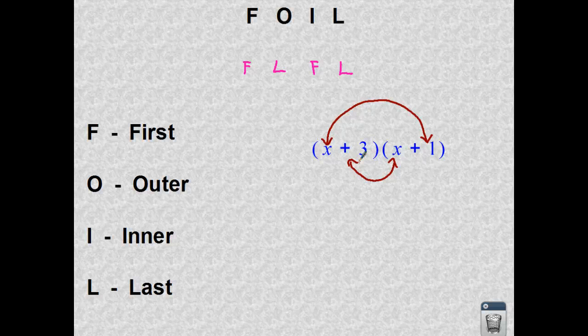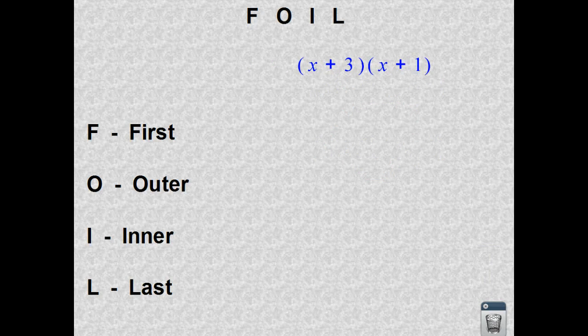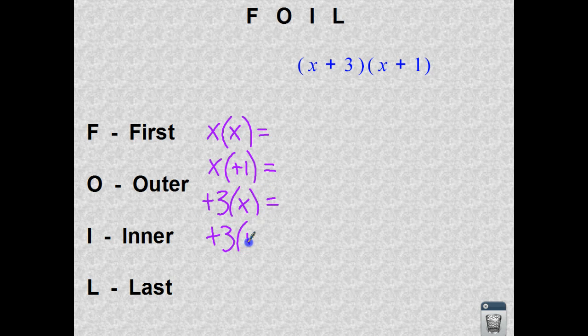All right, so first, outer, inner, and last. Now, if I was not using the FOIL method and was multiplying like I had taught you, distributing twice, how is this answer going to look? I'll do it both ways. The first way you learned was taking the first term, x, and multiplying it by the first term, which was x. Then we took the first term, x, and multiplied it by the last term, which was 1. Then in the first binomial, we took 3 and multiplied it by the x, and then took the 3 again and multiplied it by the 1.